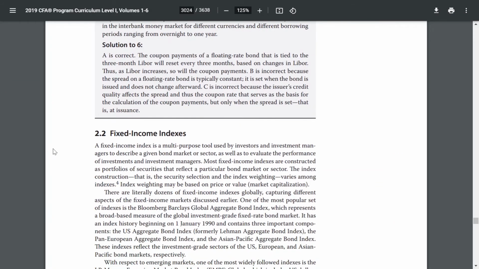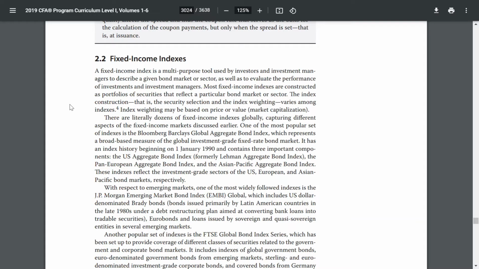Fixed income indexes. A fixed income index is a multi-purpose tool used by investors and investment managers to describe a given bond market or sector, as well as to evaluate the performance of investments and investment managers. Most fixed income indexes are constructed as portfolios of securities that reflect a particular bond market or sector. The index construction, that is the security selection and the index weighting, varies among indexes. Index weighting may be based on price or value, the market capitalization. There are literally dozens of fixed income indexes globally, capturing different aspects of fixed income markets.